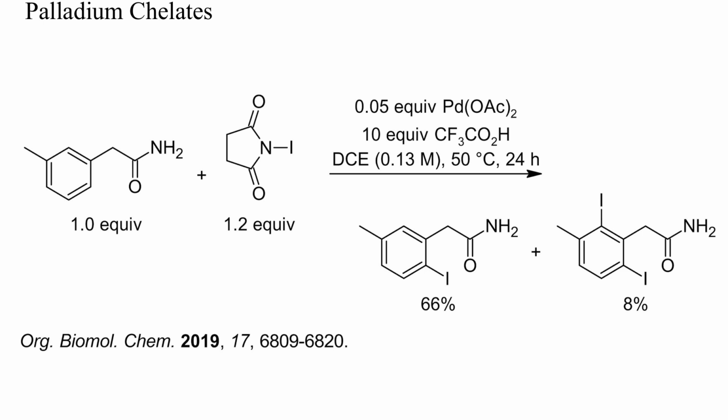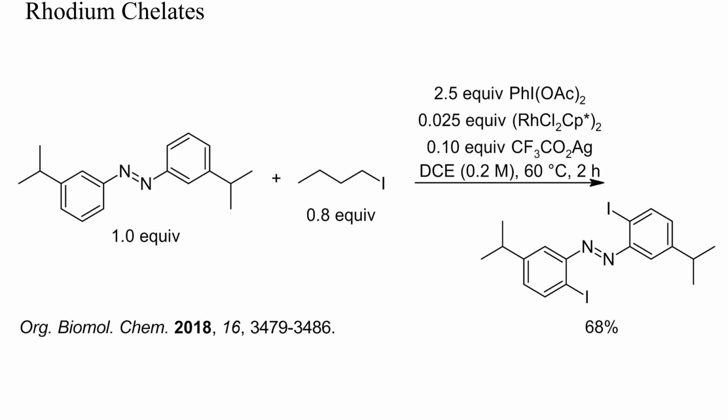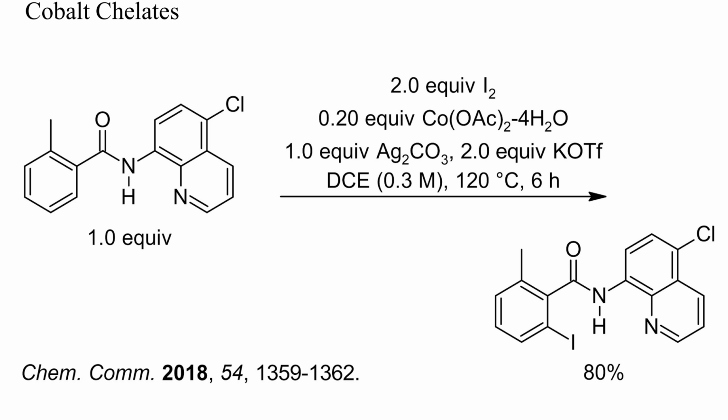Because iodine does not deactivate arenes strongly, twofold iodinations can be difficult to prevent, as in this instance. Here, the intermediate rhodium chelate of an azo compound was iodinated with a mixture of iodobutane and diacetoxyiodobenzene. Benzamides with additional coordination sites can also form nucleophilic chelates. Here, a cobalt benzamide chelate was iodinated with elemental iodine and with silver carbonate as an additional oxidant.